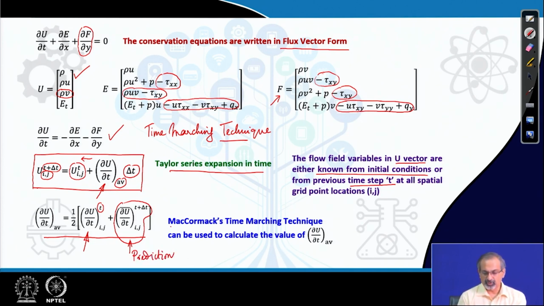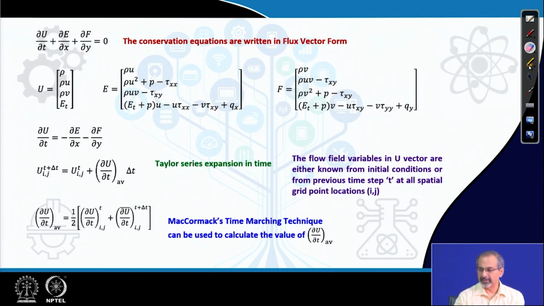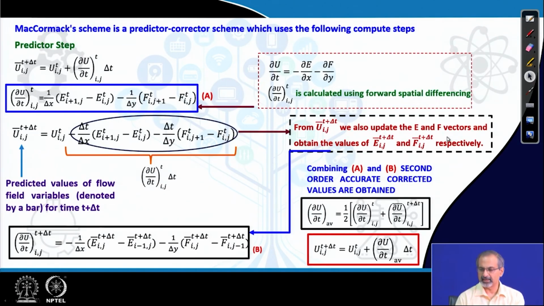And we are going to follow a very famous technique, which is often called the MacCormack's time marching technique, in order to do these calculations. The MacCormack's technique is basically a technique based on a predictor corrector scheme. So, you do a prediction and then you correct it to finally reach your result at the next time step. That is the basic philosophy.